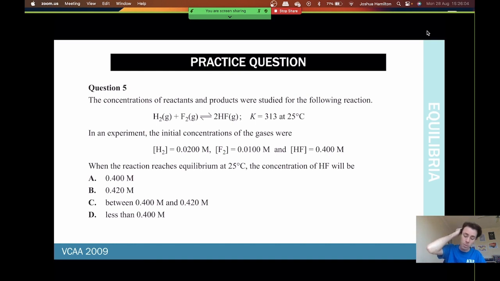Let's go through this question here. What we've got is the concentration of reactants and products we're studying in the following reaction.